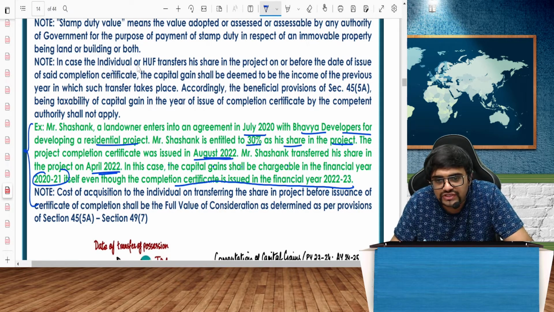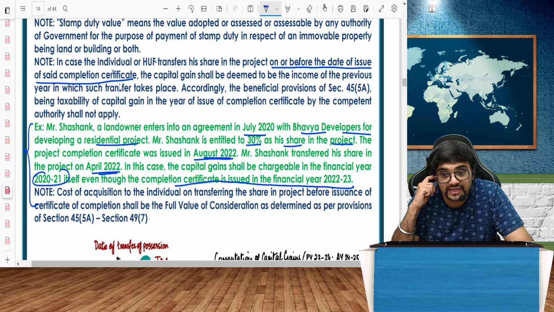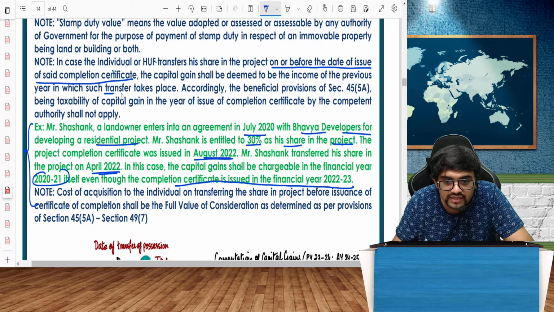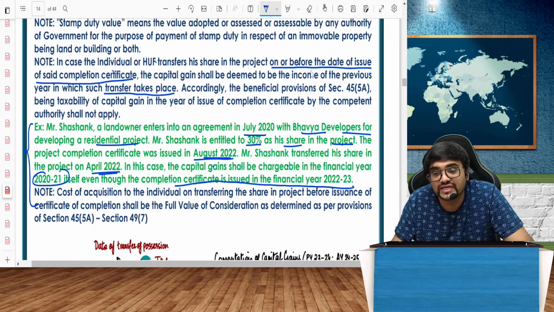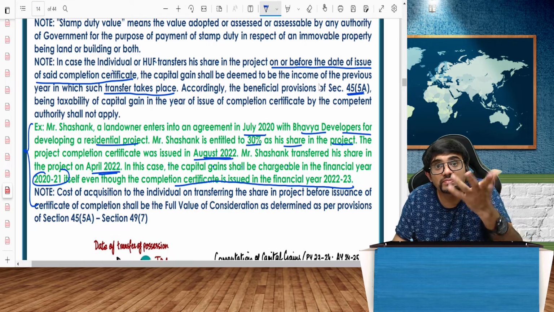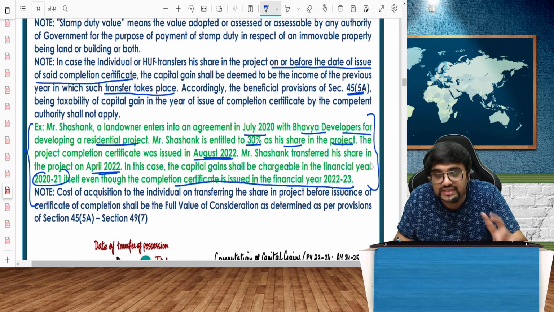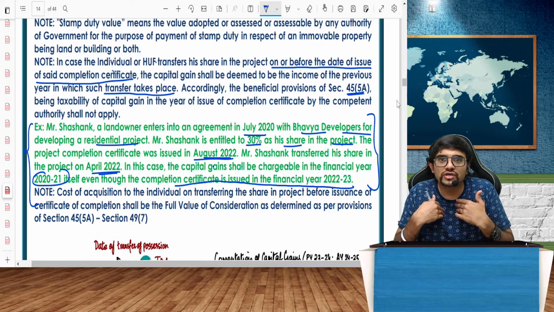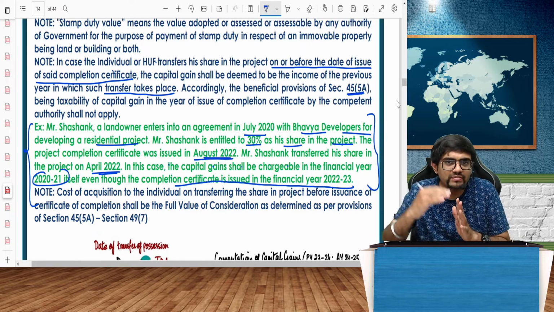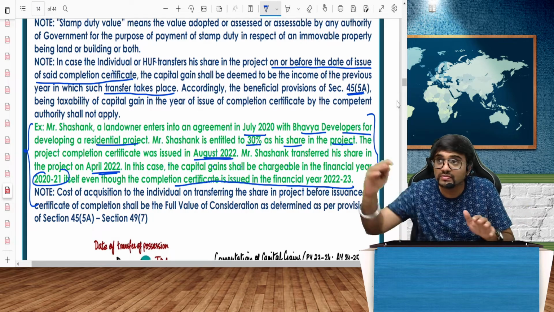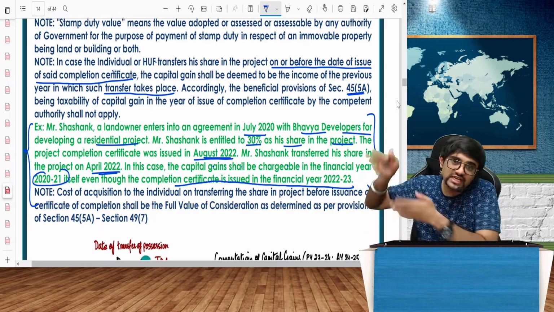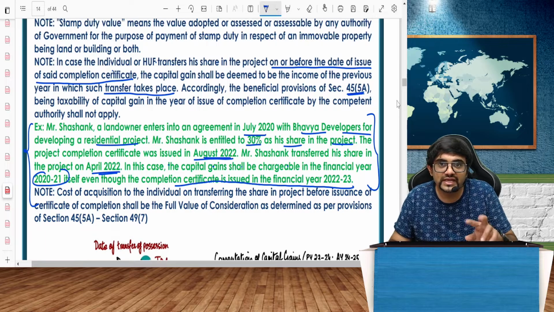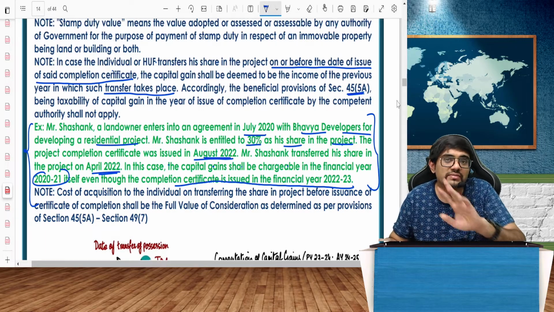In case the individual or HUF transfers his share in the project on or before the date of issue of the said completion certificate, capital gain shall be deemed to be the income in the year the transfer takes place. The benefit of 45(5)(a) will not apply. This is an important thing. They can ask you this example also. We all said, you hold possession and you will get the completion certificate, all close. But if before you receive the completion certificate, I sell off, then this benefit will not apply. This also can be asked in the exam.